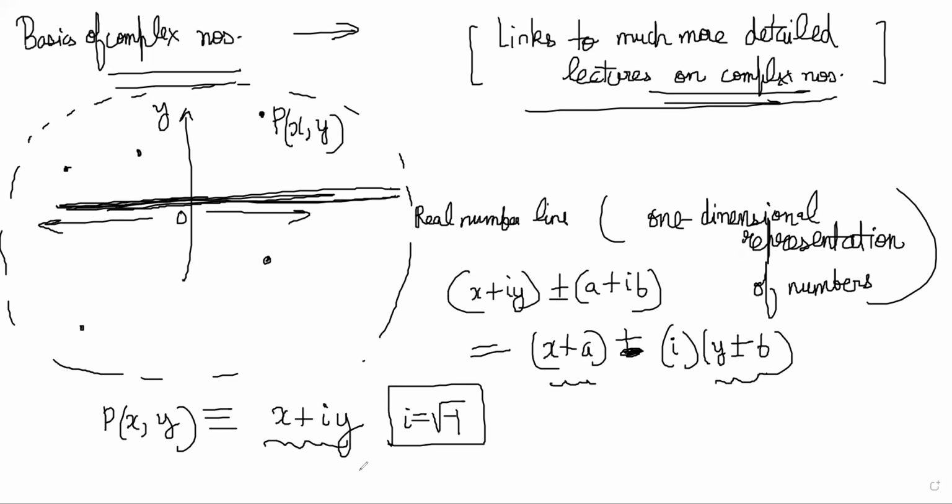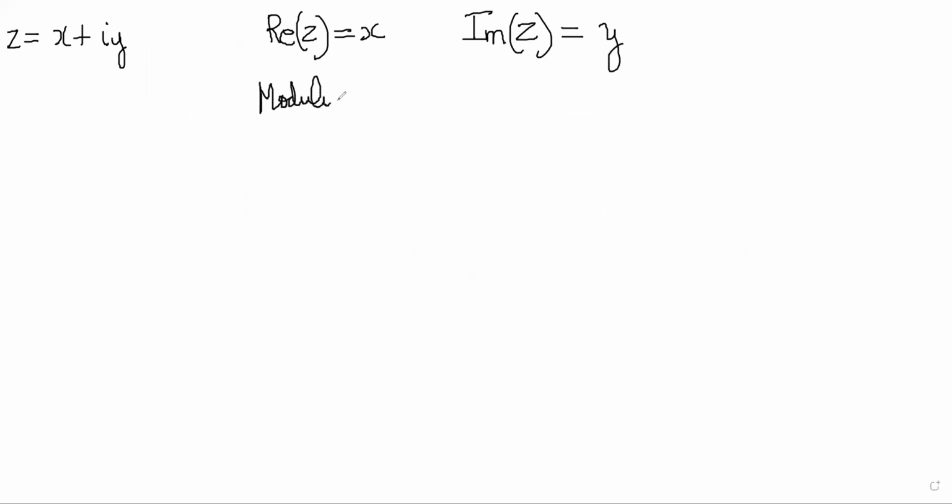Now each complex number, if you notice, x plus iy is my complex number z. The real part of z is equal to x. The imaginary part of z is equal to y. The modulus of z, or written sometimes as mod z, is equal to root over x square plus y square.